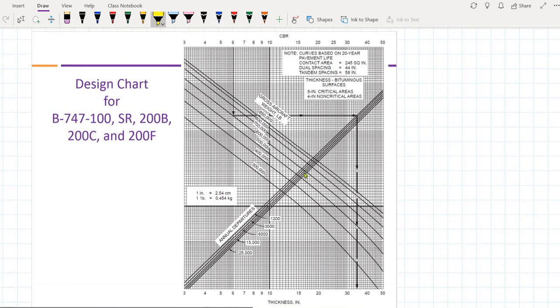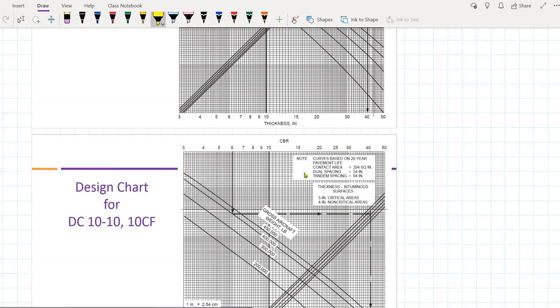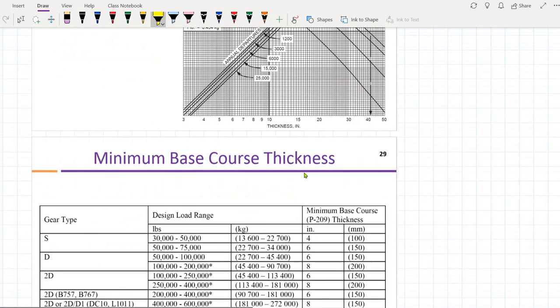And these are the charts for certain aircraft models like Boeing 747, and there are different variants of 747: 100, SR, 200B, 200C, 200F. Boeing 747 SP is a different model. There are other design charts for different manufacturers. This is DC-10-10 and DC-10CF.